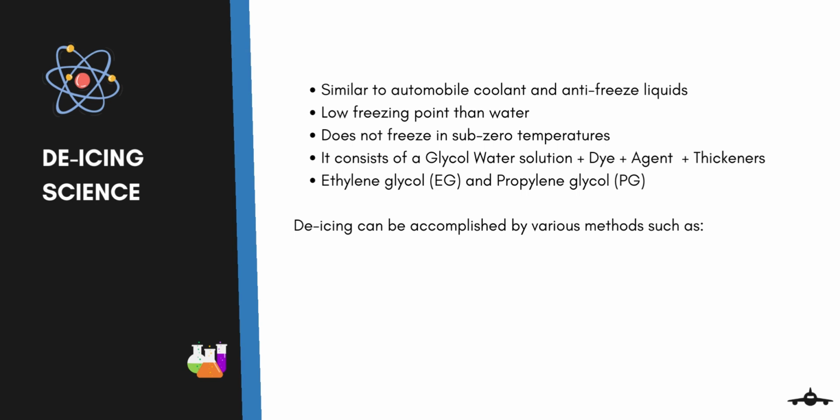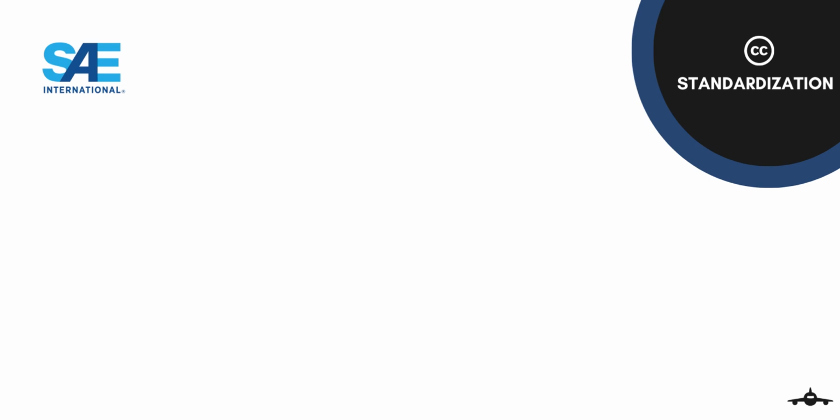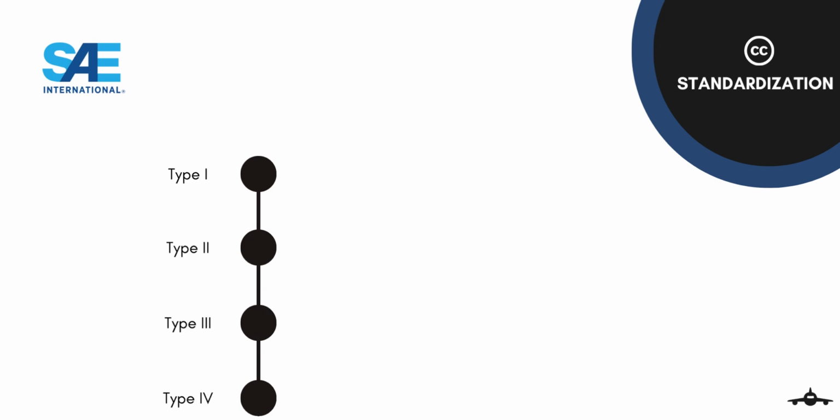De-icing can be accomplished by various methods such as mechanical methods, for example scraping or pushing, through the application of heat, by the use of dry or liquid chemicals designed to lower the freezing point of water, or by a combination of any of these different techniques. Now these de-icing fluids are internationally standardized by SAE International. It has classified the fluids into four types, namely type 1, 2, 3 and 4. Type 1 is called the de-icing fluid while the other three are called anti-icing fluids.